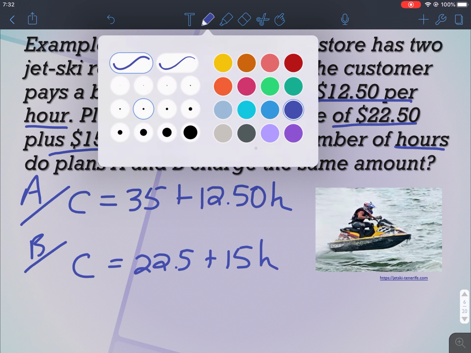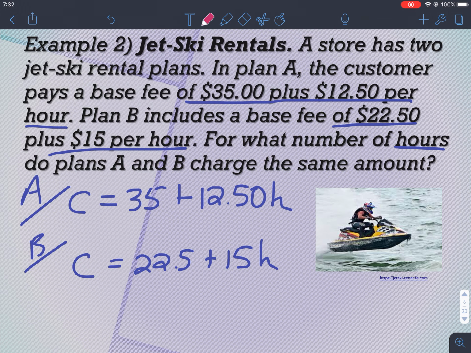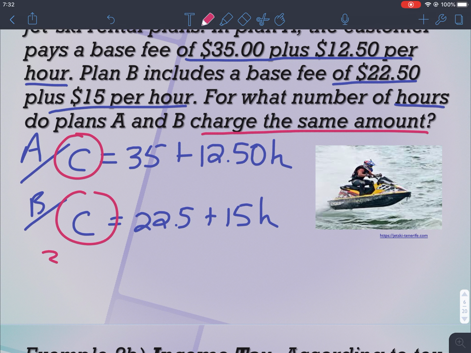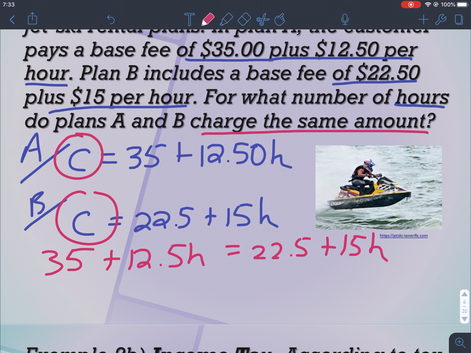So for what number of hours would they charge the same amount? Charging the same amount means the cost is the same. So let's set them equal to each other and write 35 plus 12.5 H equals 22.5 plus 15 H. All right, we're going to solve this. We're going to subtract 12.5 H.